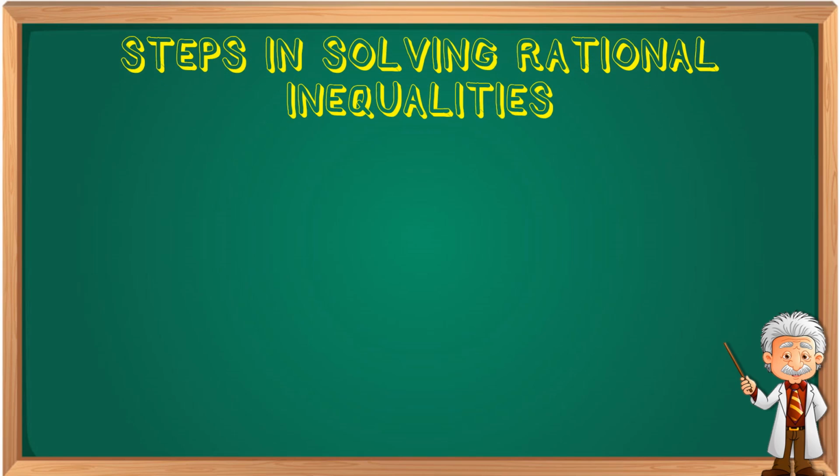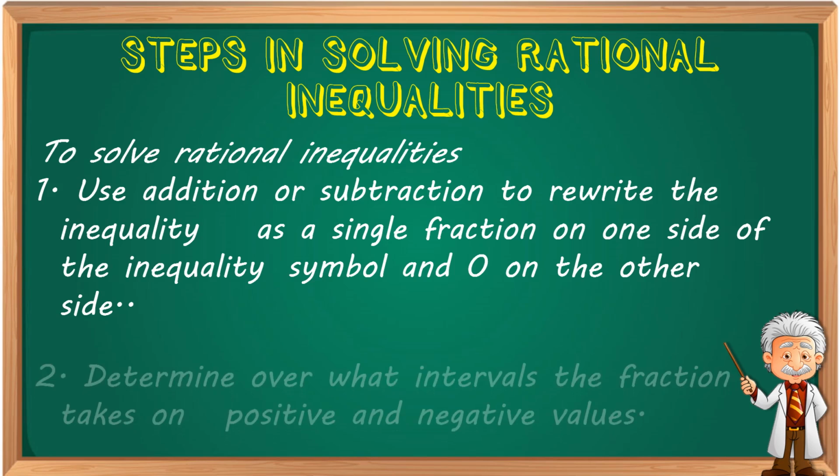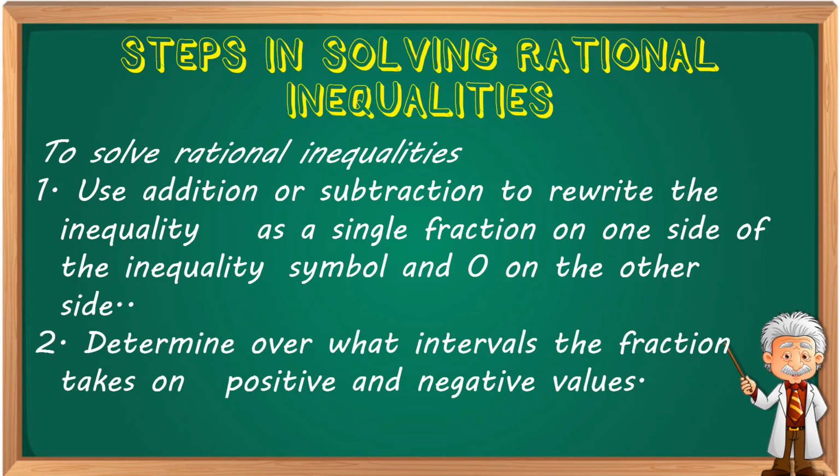Now let's discuss the steps in solving rational inequalities. To solve rational inequalities, we have number 1, use addition or subtraction to rewrite the inequality as a single fraction on one side of the inequality symbol and 0 on the other side. Ibig sabihin, kung dalawang term man yan, kailangan maging isang term man siya, and sa other side, magiging 0 dapat siya. Number 2, determine over what intervals the fraction takes on positive and negative values. So, we're going to determine kung positive ba or negative ang ating fraction.